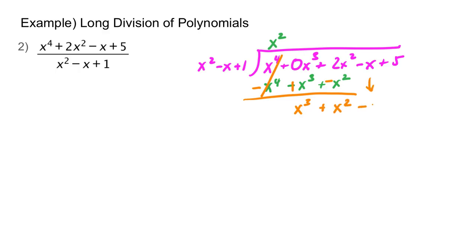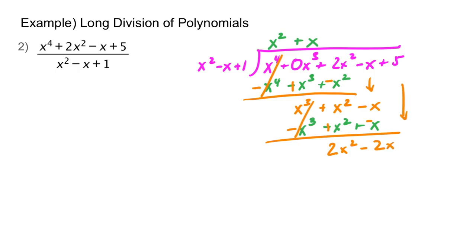Bring down the next term, minus x. I'll go through the process again. What times x squared will give me x to the third? Hey, that's just an x. I'll distribute. Oops, that should be a minus x squared plus x. I'm going to go through and I'm going to subtract. I like to change my signs. Those cancel. 2x squared minus 2x. Bring down the next term of plus 5.